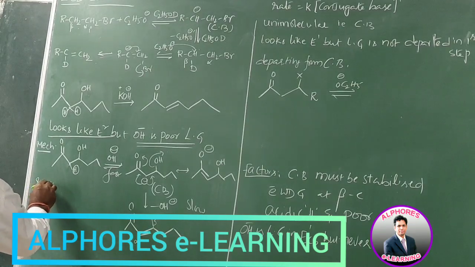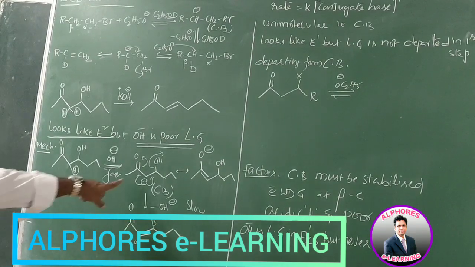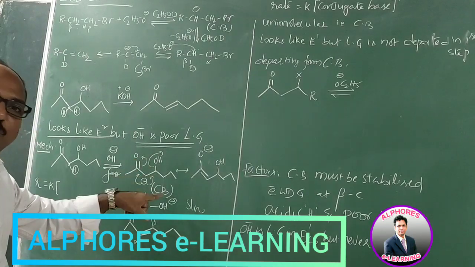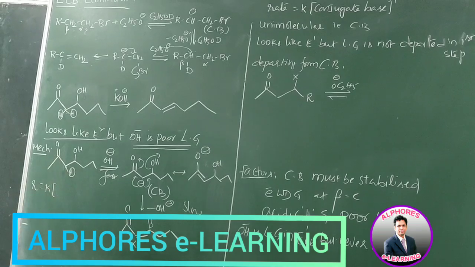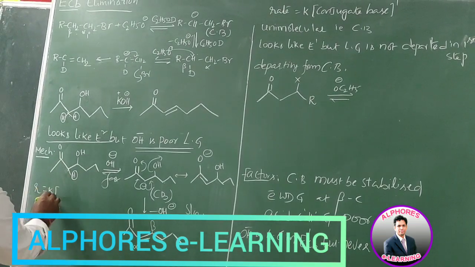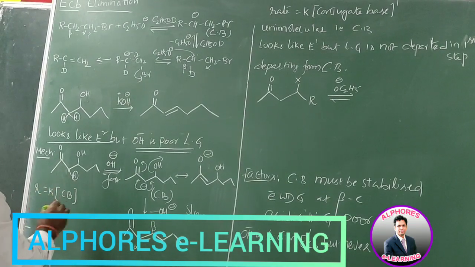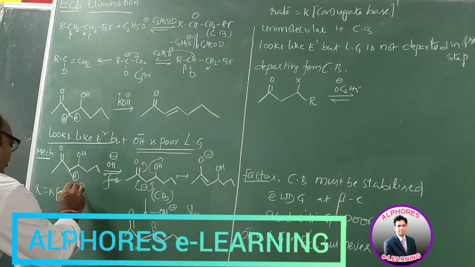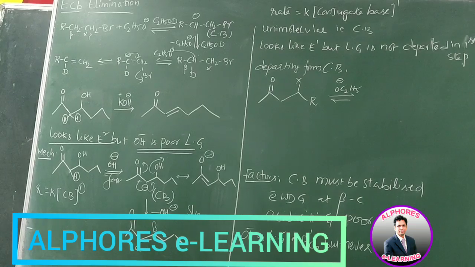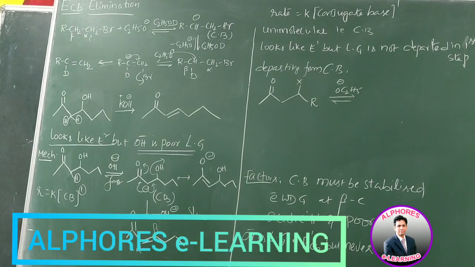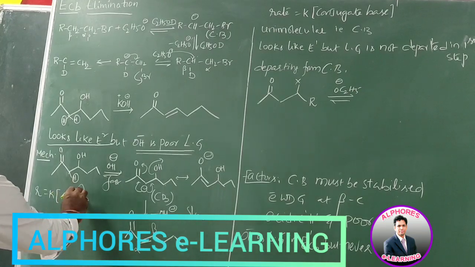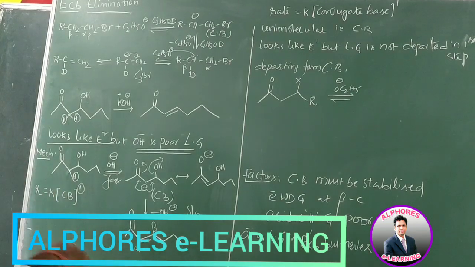Rate is equal to K into what? Here elimination leads from the conjugate base, but not from this substrate, right? So rate is equal to K into the concentration of conjugate base to the power 1. That means it is a unimolecular reaction. Only the conjugate base is going to take part in the elimination step, the slow, rate determining step. So only the conjugate base participated, hence we are saying it is unimolecular.